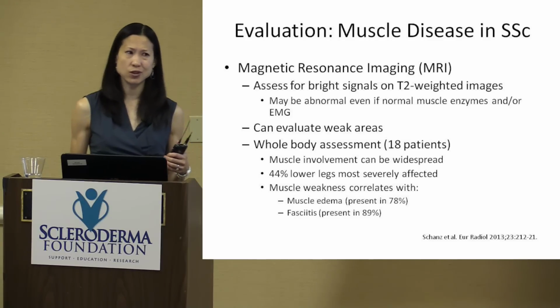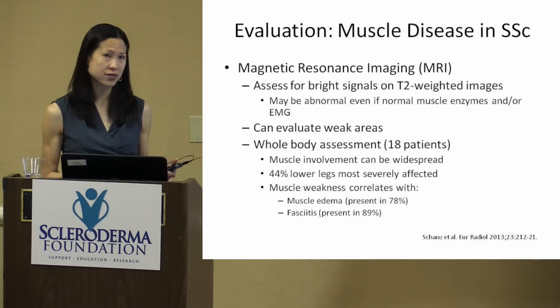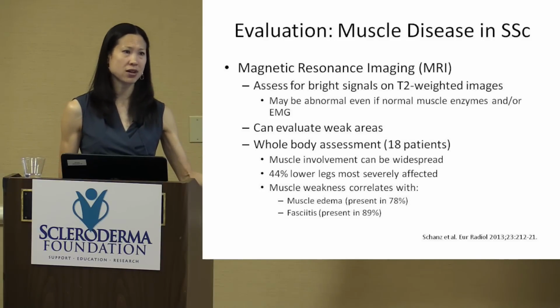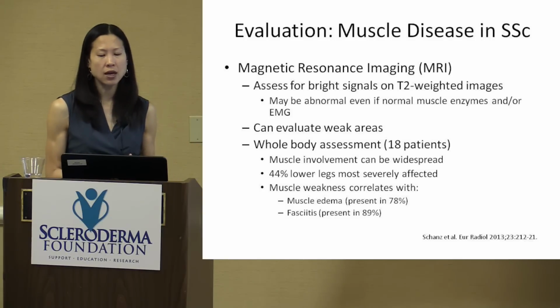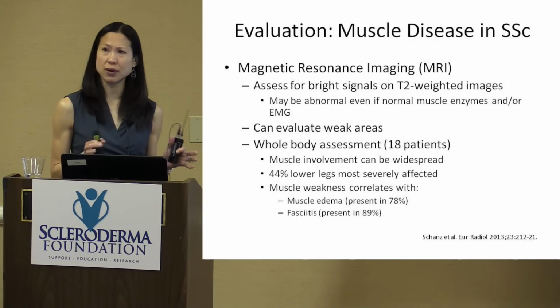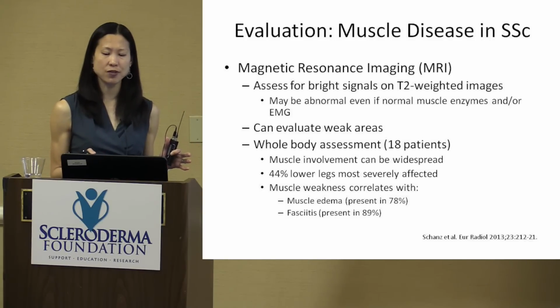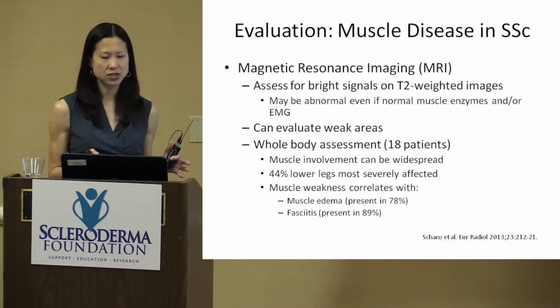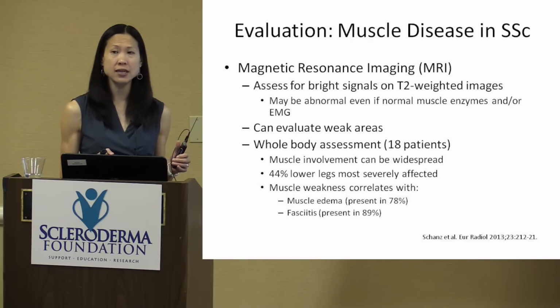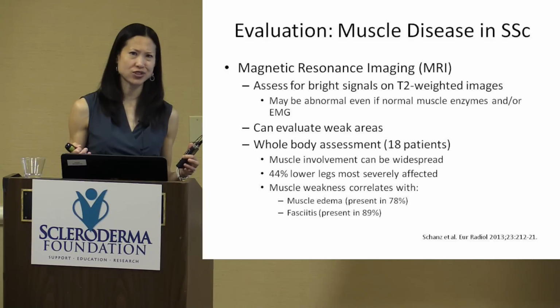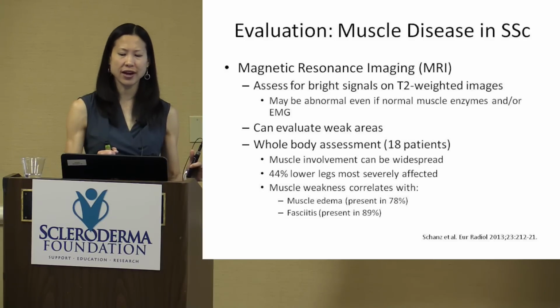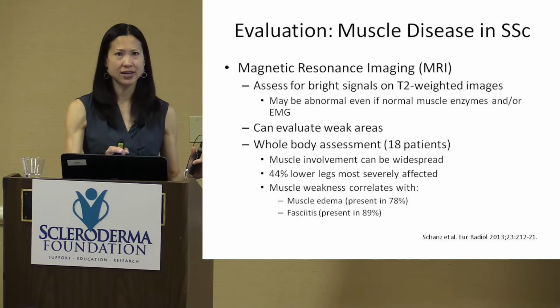So MRI is being used more and more. It's a very expensive test, which is why if you see inflammation on muscle enzymes and or EMG, you may not go on to an MRI. But basically, you look for bright signals on a type of image called a T2 weighted image of your MRI. And oftentimes, we have trouble getting these tests approved by insurance. So we choose the area that is weakest on exam and just try an MRI of that area to assess for muscle inflammation.